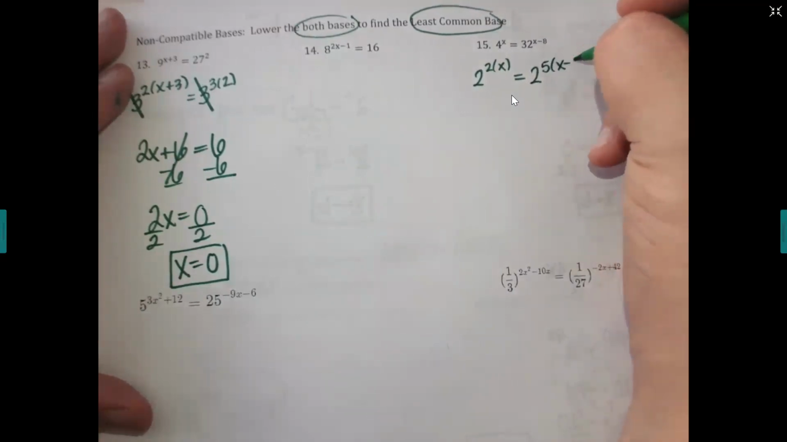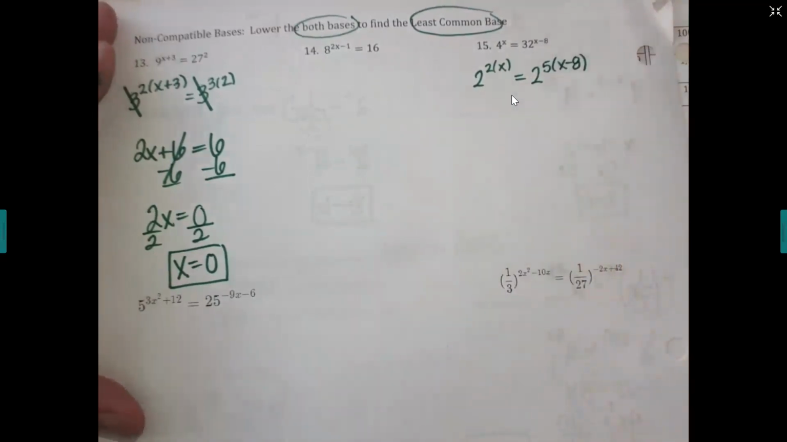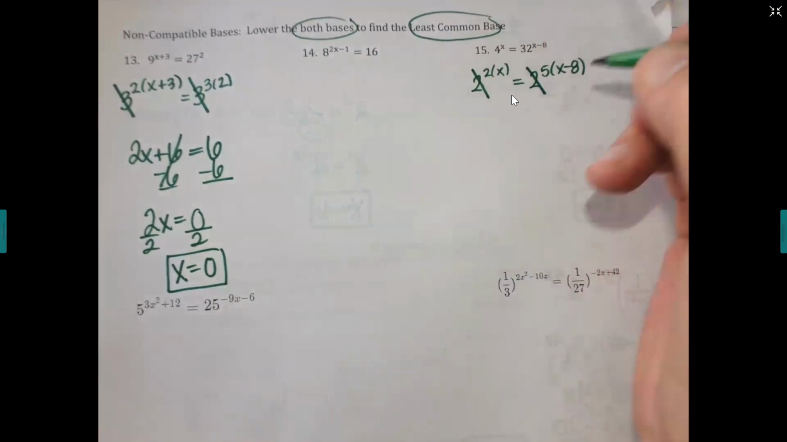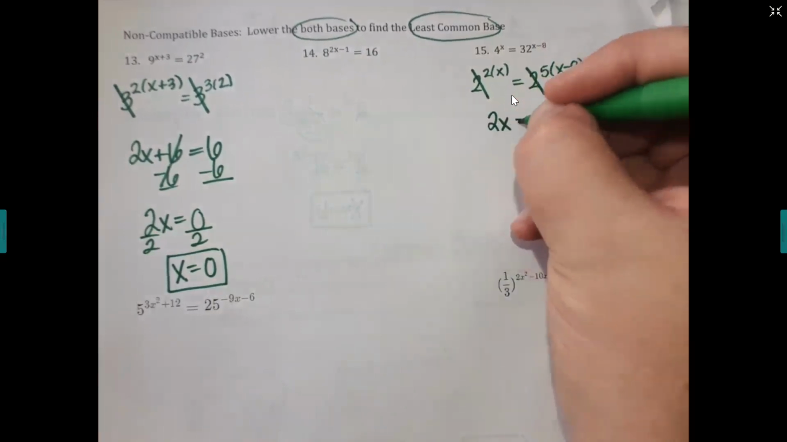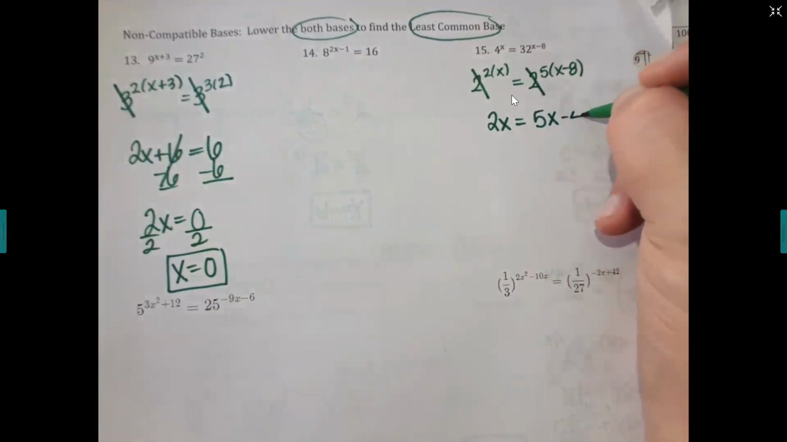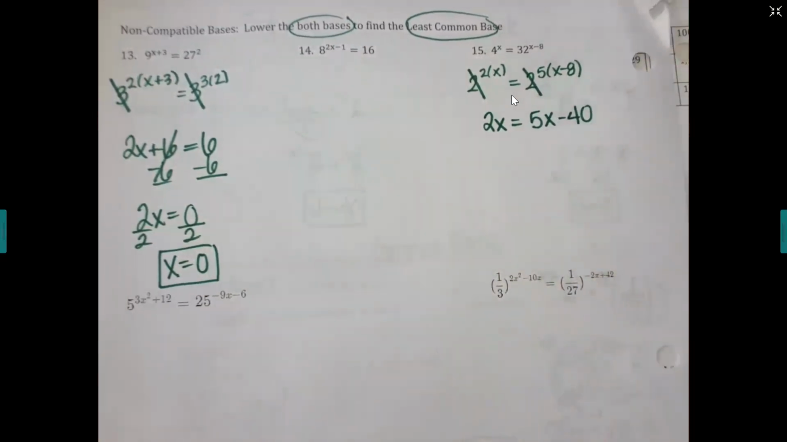Okay, and then my x minus 8 in parentheses. From there, my 2's match, I can cross them out. I have 2x equals what? 5x minus 40, very good. Then from there, remember, if you have x's on both sides, just get them together by subtracting across.